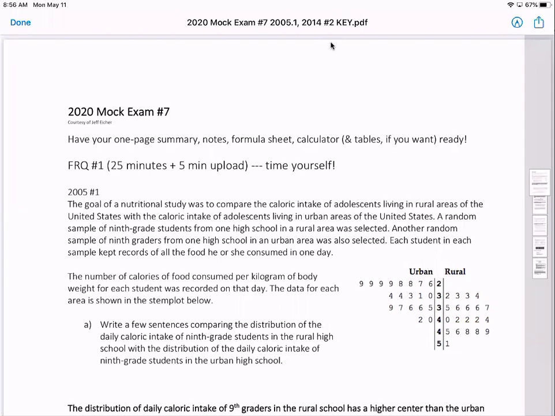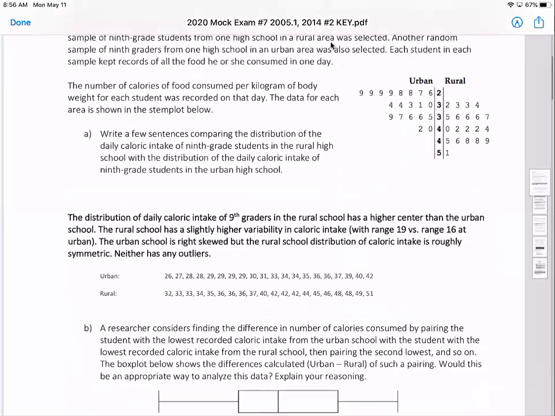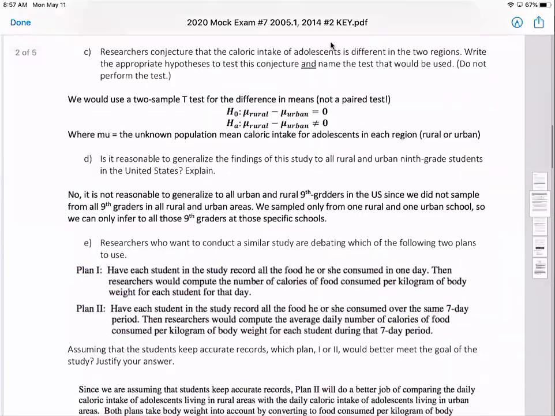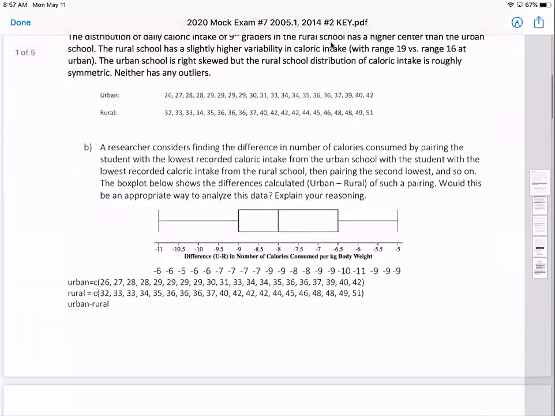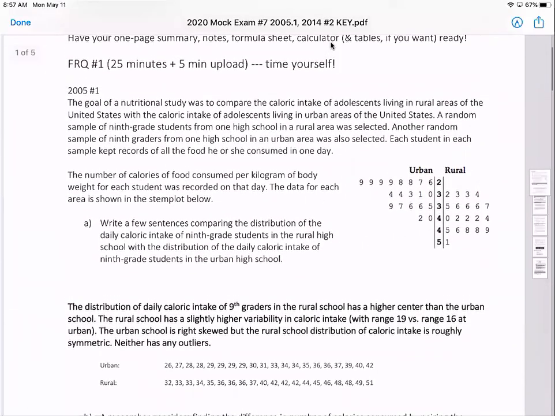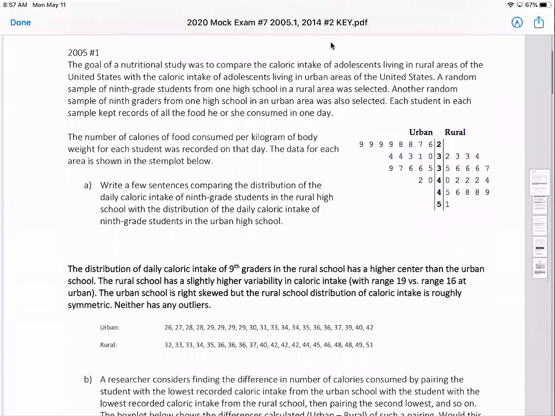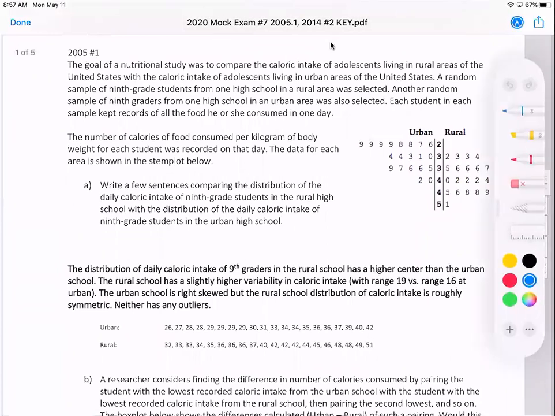So I hope these mock exams have been helpful for you and that you've been timing yourself and having your cheat sheet. Hopefully you haven't had to rely on it too much. But FRQ number 1, we had parts A, B, C, D, E. A lot of writing on this one. This was based on a previous AP exam question from 2005 that I doctored up to make it a little more relevant to our exam that we're going to experience soon enough.